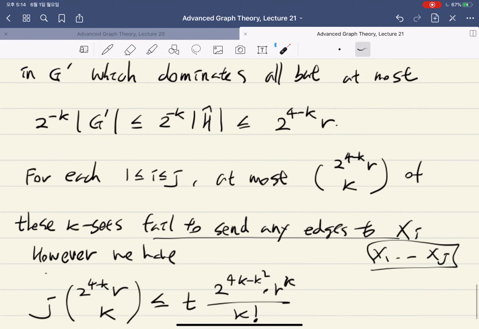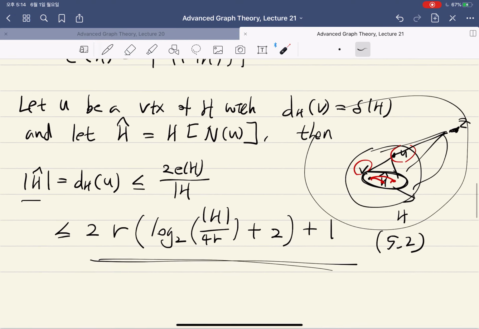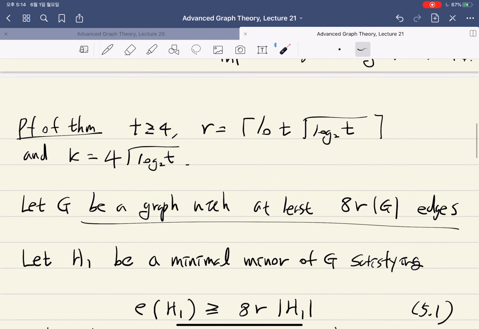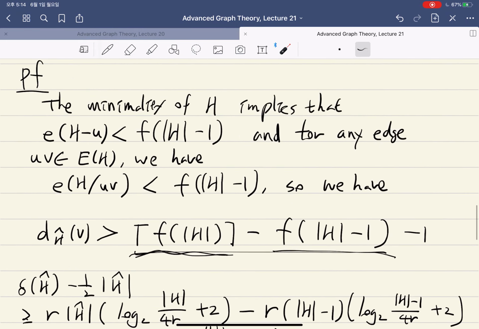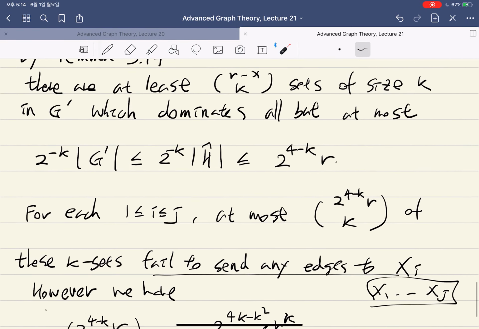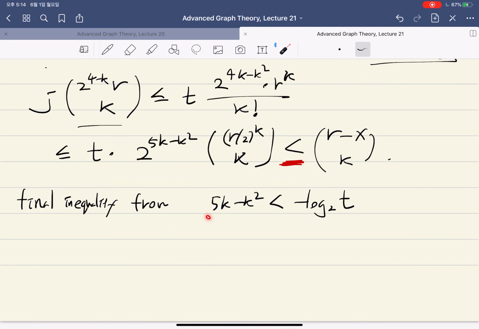This relation holds because what's roughly this k? k is square root of log of t, so times 4t. Yeah. So if you plug that in here, then we can actually check this inequality holds.